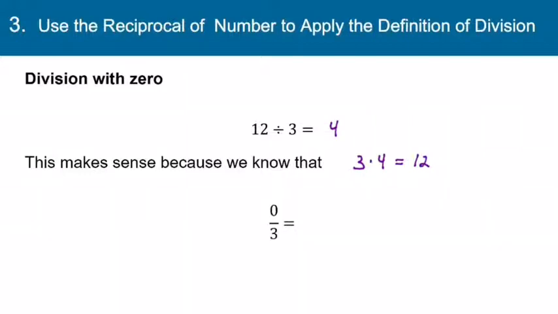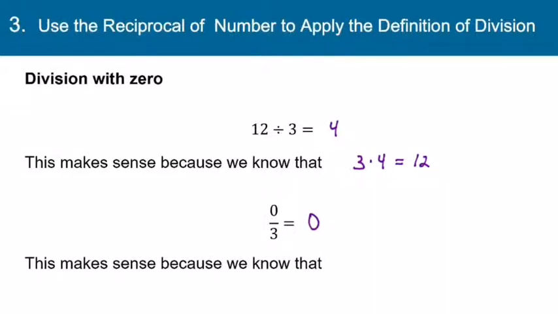Okay, now let's look at a problem that does contain a 0. 0 divided by 3 is actually 0. And this makes sense because we know that 0 times 3 is 0. And think about it this way too. If you have nothing and you divide it among 3 friends, then each friend gets nothing. So this totally makes sense.